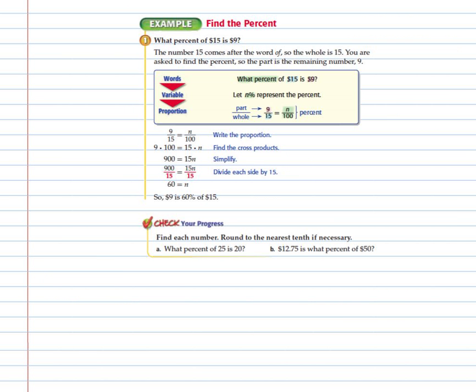In example 1, find the percent. What percent of $15 is $9? Let n percent represent the percent. Part to whole, I have the part, I have the whole, I'm missing the percent. So this is my proportion: 9 over 15 equals n over 100. I do cross products. I get 900 from this cross product, 15n from that cross product. To simplify, I divide both sides of the equation by 15, and I find that $9 is 60% of 15.